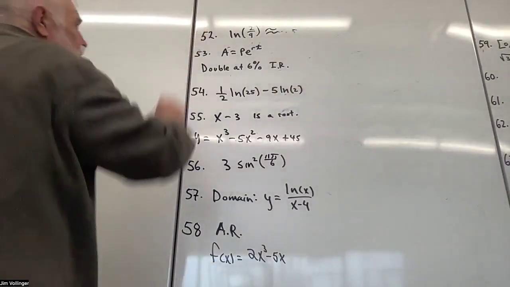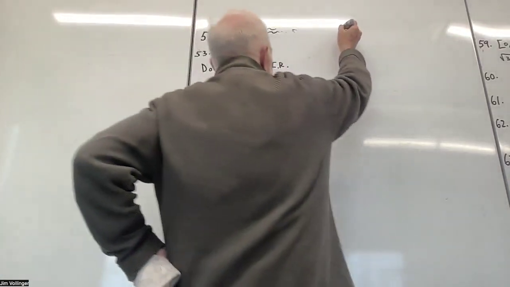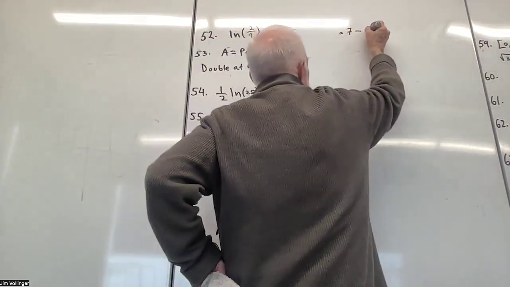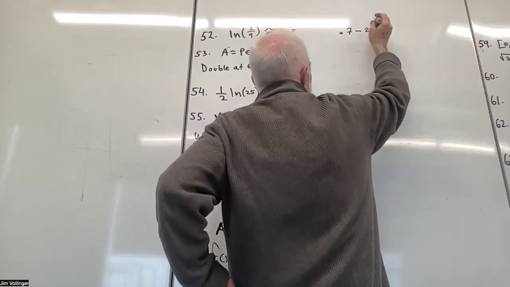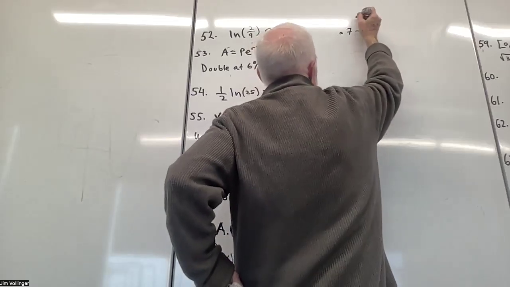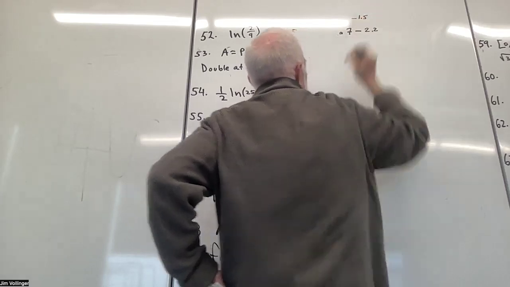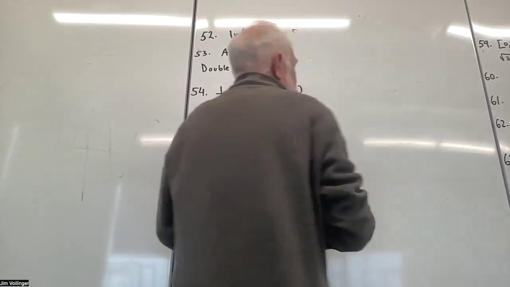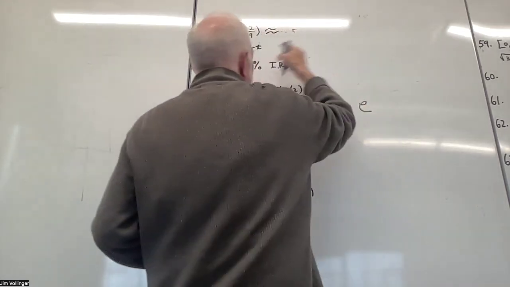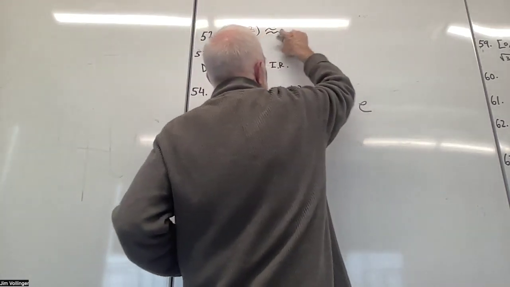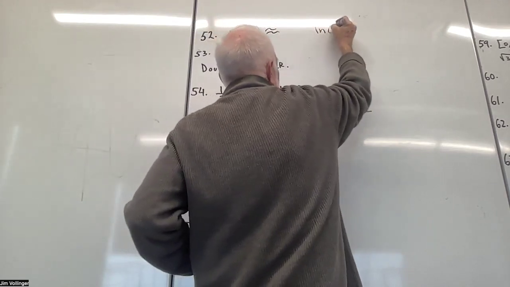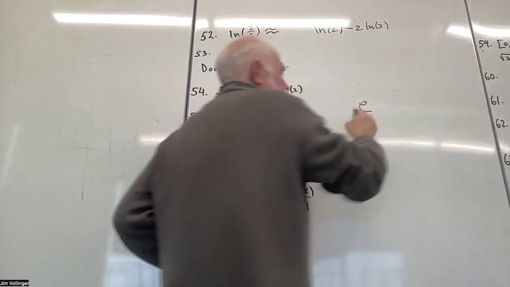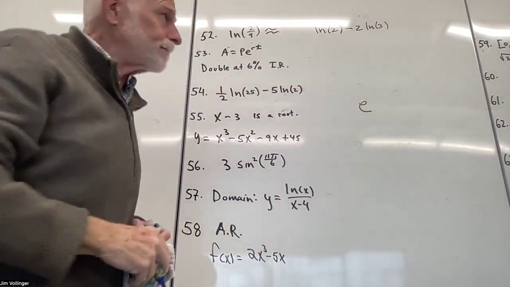All right, ln of 2/9. Well, that's 0.7 as an approximation. That's 0.7 minus 2.2. So our answer is going to become what? Minus 1.5. All right, so that's our approximation. Now, where did it come from? Well, 2 is e to the 0.7, and we want the rules of logs here too. So the rules of logs: ln of 2 minus 2 ln of 3 is what is going to emerge from this notation.